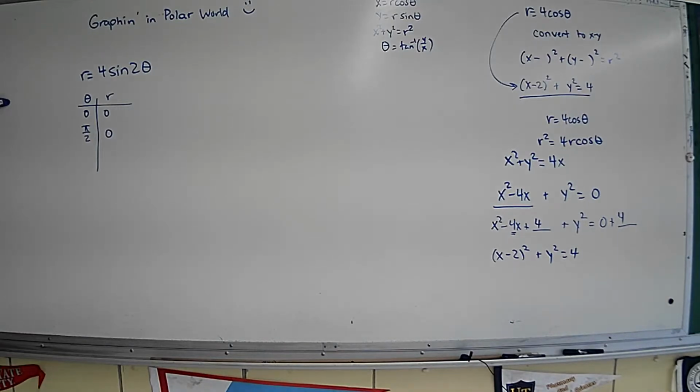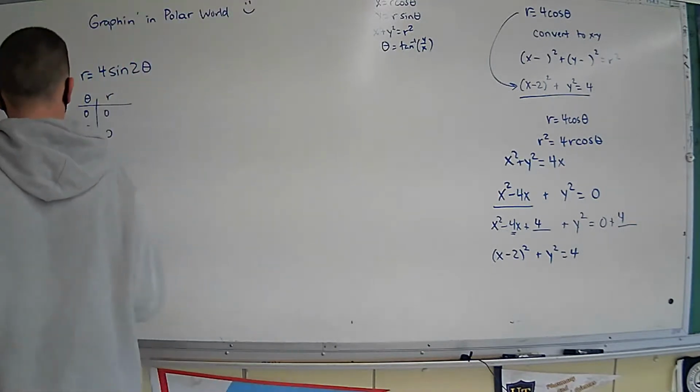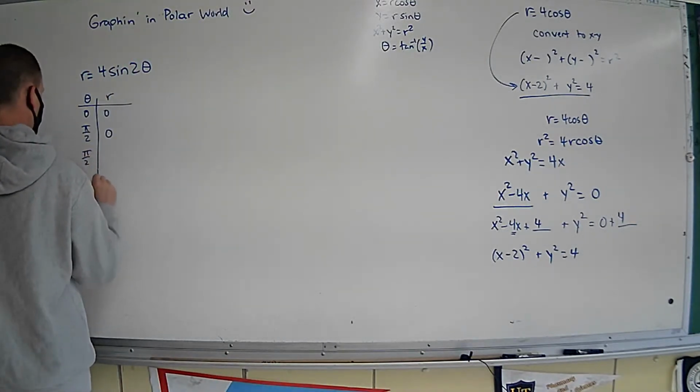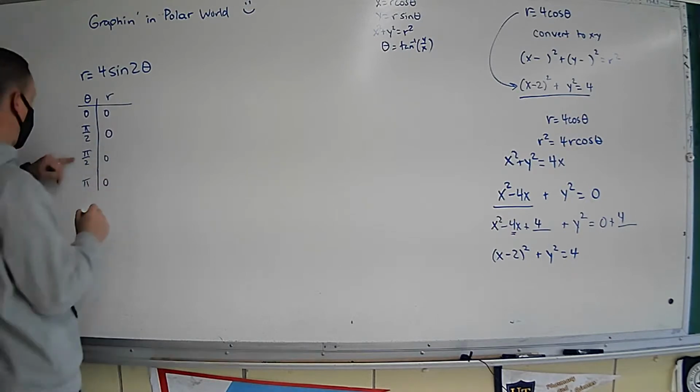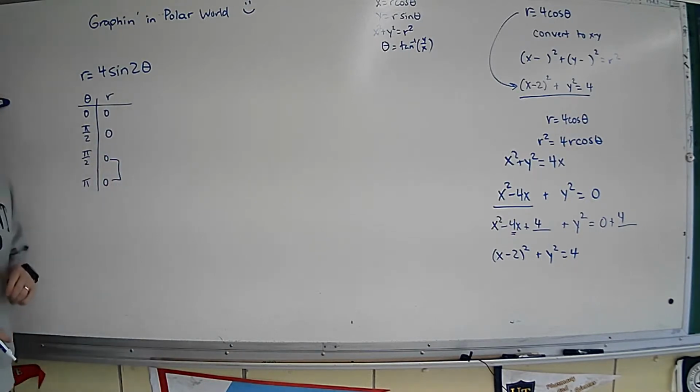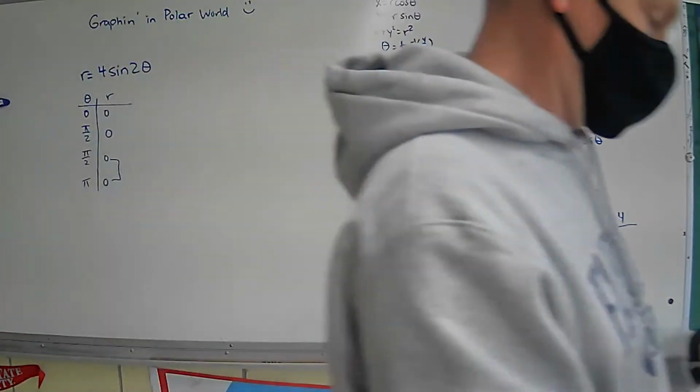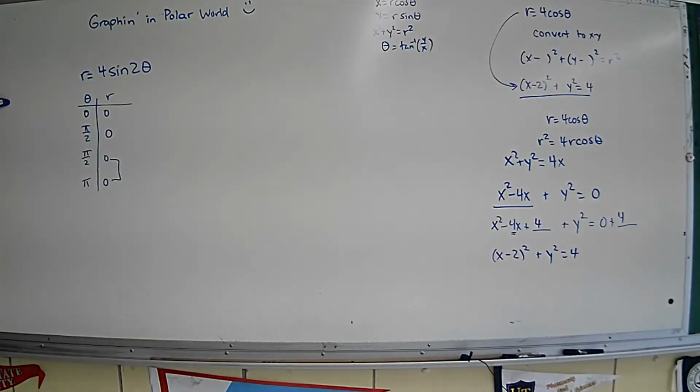Now, what about if we increase theta from pi over 2 to pi? Both of those values are 0, but what happens in between there? Where's the graph? Figure it out. Change the bounds on your graph. Make it go from pi over 2 to pi.